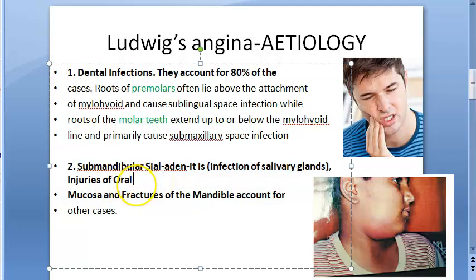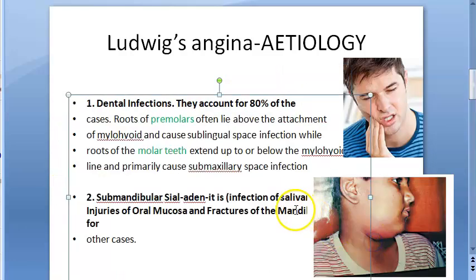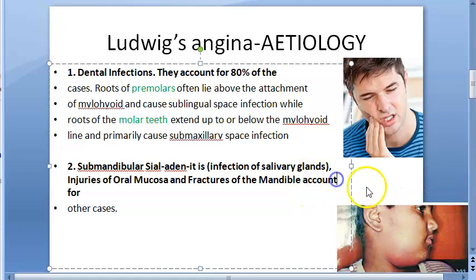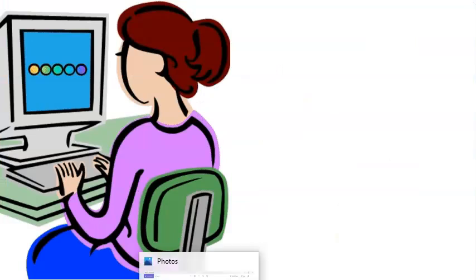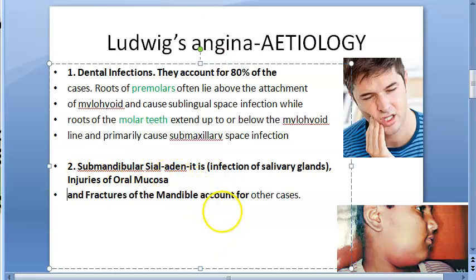Very good. Injuries of the oral mucosa. So, you hurt yourself, the oral mucosa. Fractures of the mandible account for other causes. So, can you summarize the causes? Dental, then submandibular sialadenitis, then oral mucosa injury, then fracture of the mandible. Okay, that's it, right? Only three things they have given here in others.